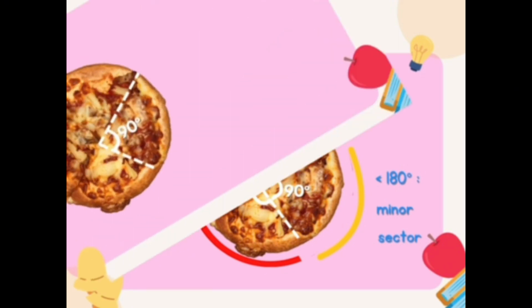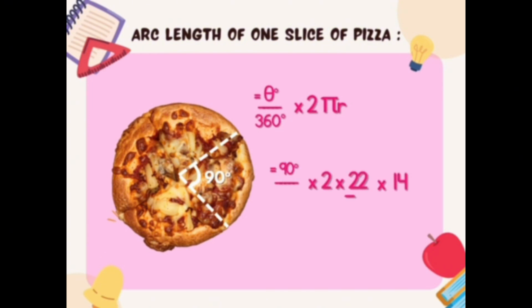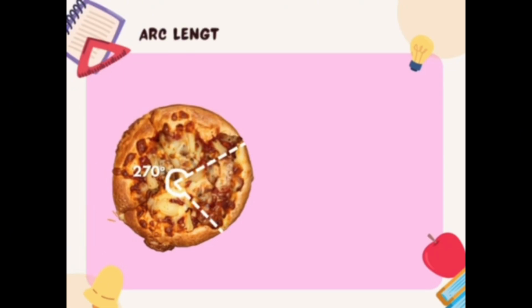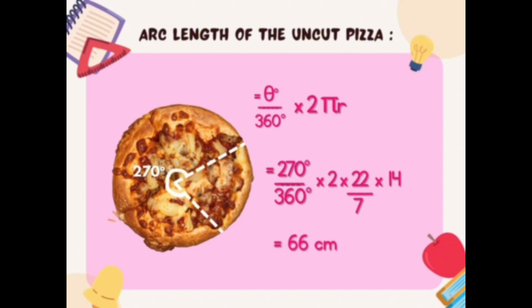Next, I want to calculate the arc length of one slice of pizza. I use the arc length formula, which is angle over 360 multiplied by 2 pi r. So, 90 over 360 times 2 times pi times 14 equals 22 centimeters. We can also calculate the arc length of the uncut pizza, which is 270 degrees over 360 times 2 times pi times 14 equals 66 centimeters.